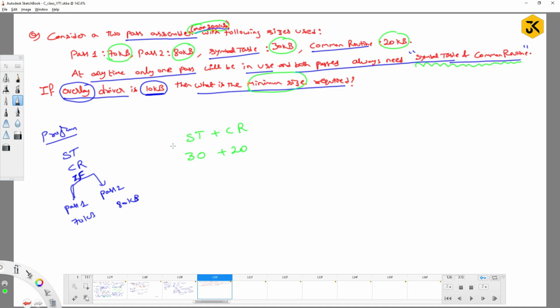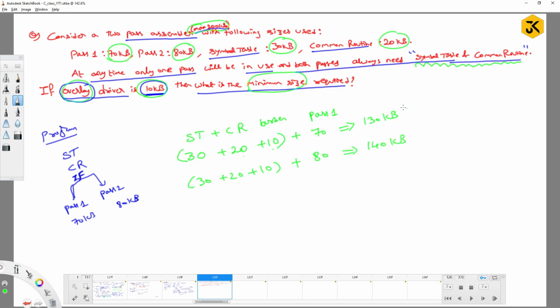As they are using the overlays concept, there is one extra component called the overlay driver of size 10 KB, right? So this is common for everything, and I have to go with pass 1. If I go with pass 1, what value do I get? 30, 50, 60, 130 KB of memory space is enough to execute pass 1 along with the remaining things. But when you go with pass 2, 30 plus 20 plus 10 plus pass 2 which is 80, you get 140 KB minimum required.